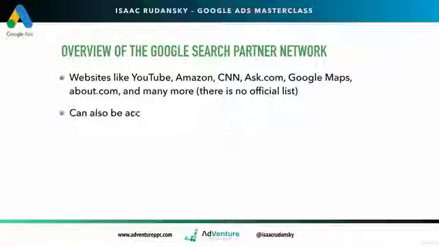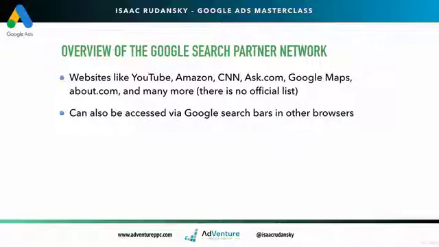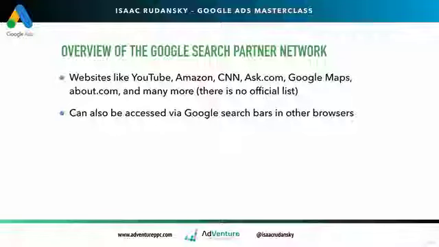Amazon actually does have ads that are shown on its pages that are sent and placed via the Google Search Partner Network, and I'll show you after these slides what that looks like. These ads can also be accessed via Google search bars in other browsers and in other websites. So if you're using Firefox or Safari and you have a plugin for Google Search, then when somebody searches there and I see the results on that page, that could also be considered part of the Google Search Partner Network.